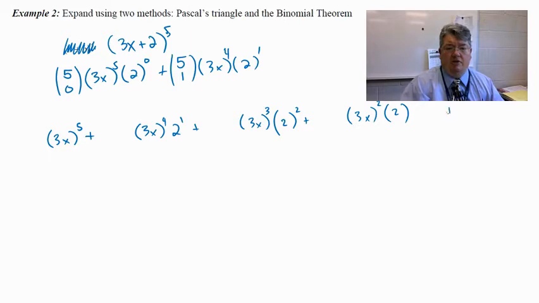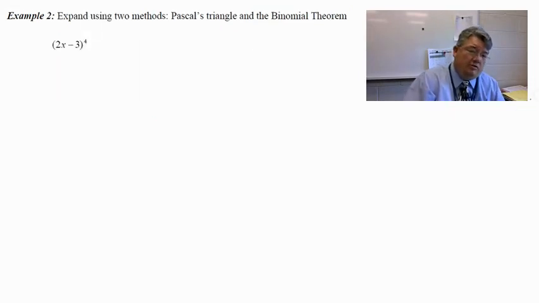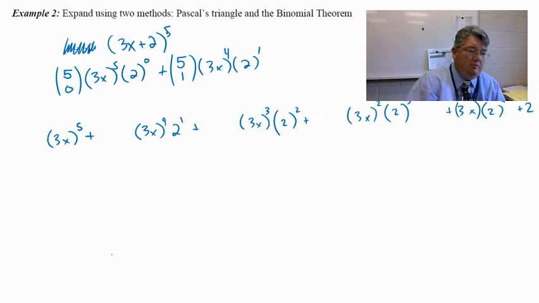Next, we'll have a 3x to the power of 1, 2 to the power of 3. Yeah. See, look at the powers of 3x: 5, 4, 3, 2, 1. And then look at the powers of 2: nothing, 1, 2, 3. This will have a 2 to the 4th. And then last of all, this is going to have a plus 2 to the 5th.